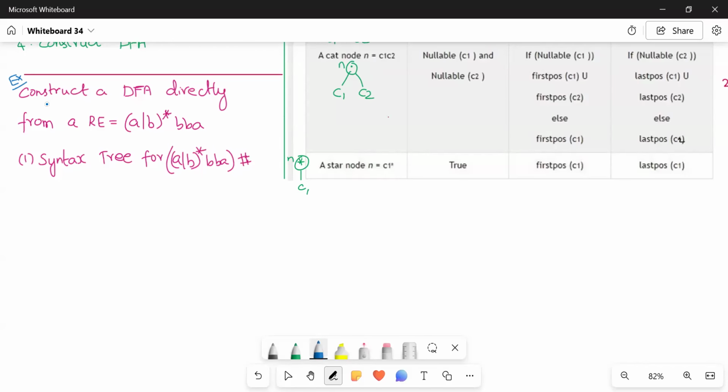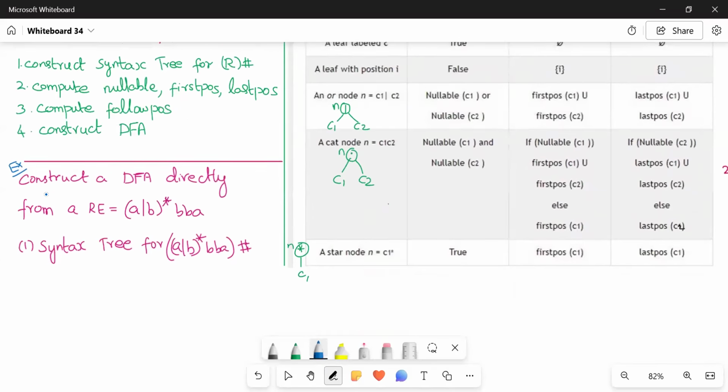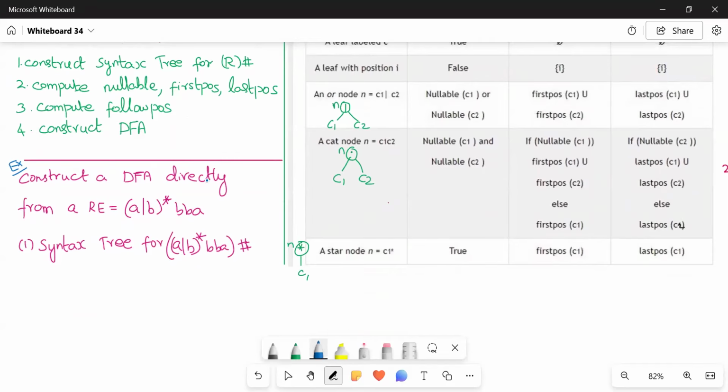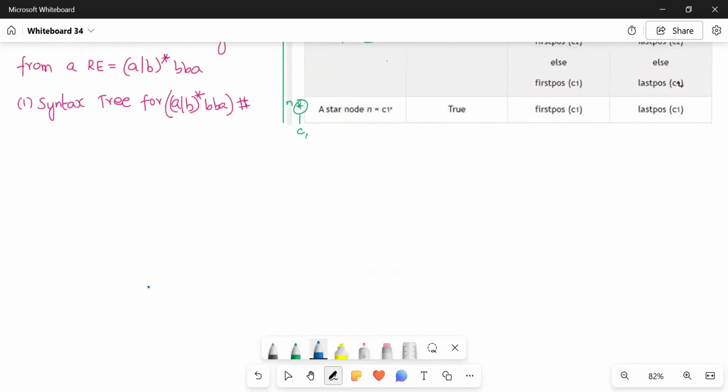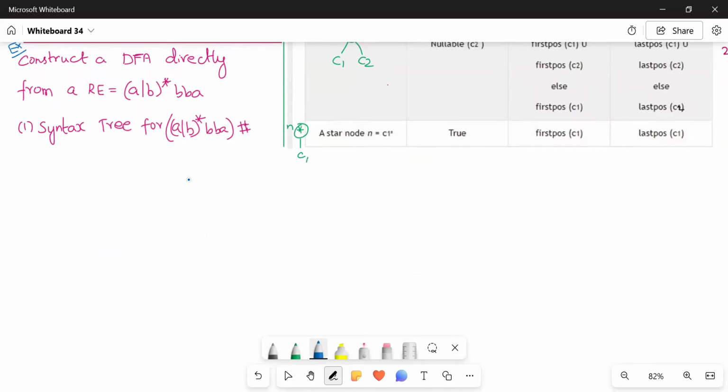Consider this example. We need to construct a DFA directly from the regular expression (a|b)*bba. So the first step is to construct a syntax tree for (a|b)*bba followed by hash, the entire expression followed by hash. To construct the syntax tree, we know that the interior nodes represent operators and the leaves represent operands or terminal symbols.